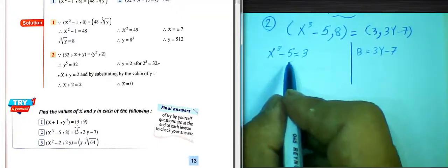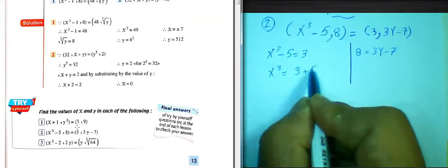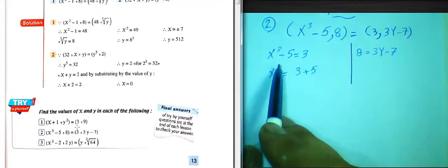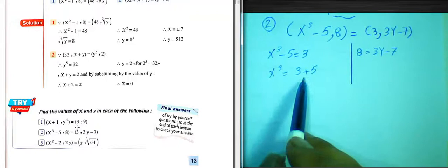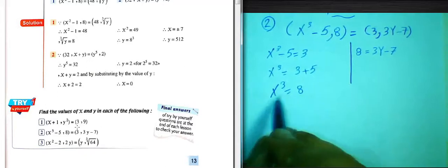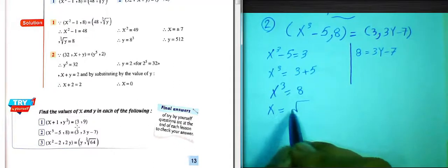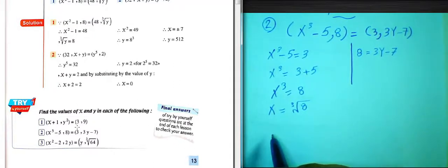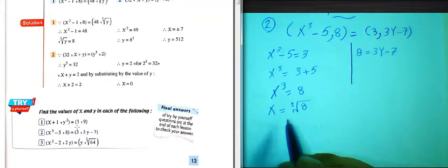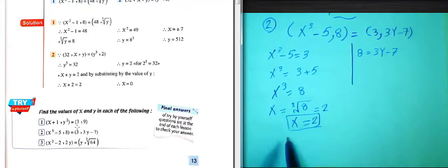Negative 5, we can move it to the right hand side. It will be 3 plus 5. We must invert the sign. Negative 5 converts to positive. So x power 3 equals 8. Can you find x? x will be the cube root of 8, or which number times itself 3 times gives 8. This number is 2. So x will be 2.